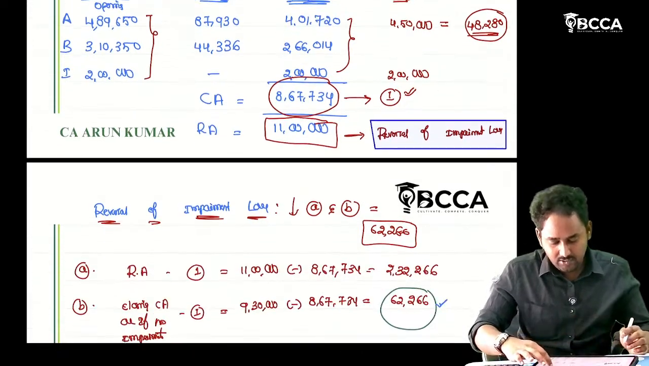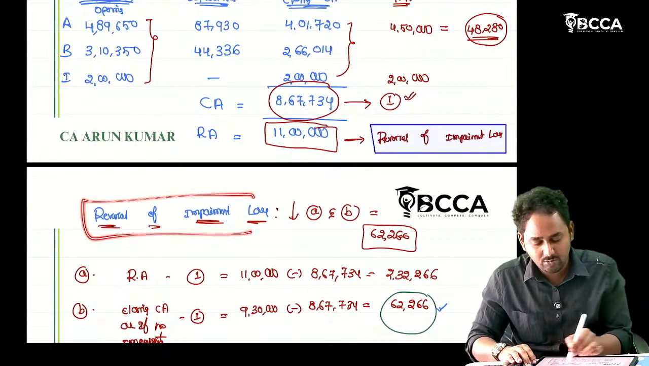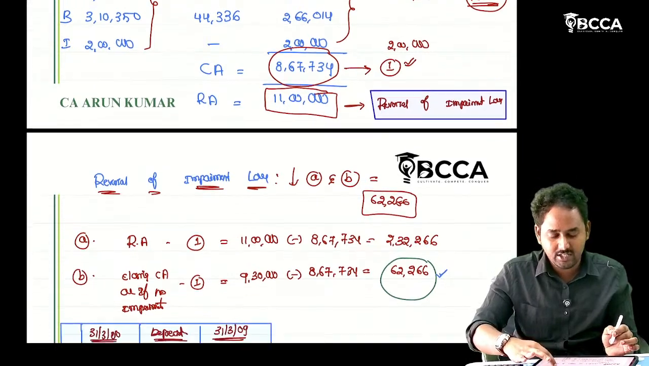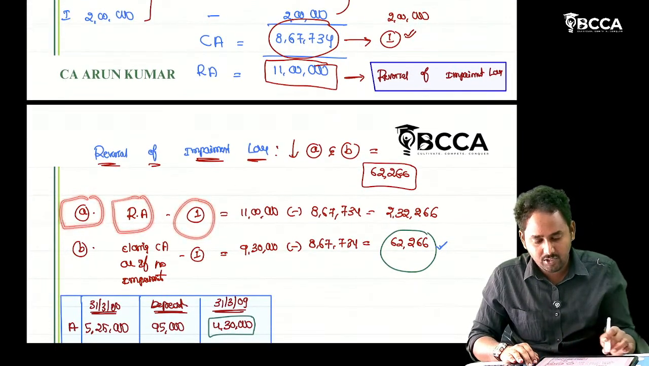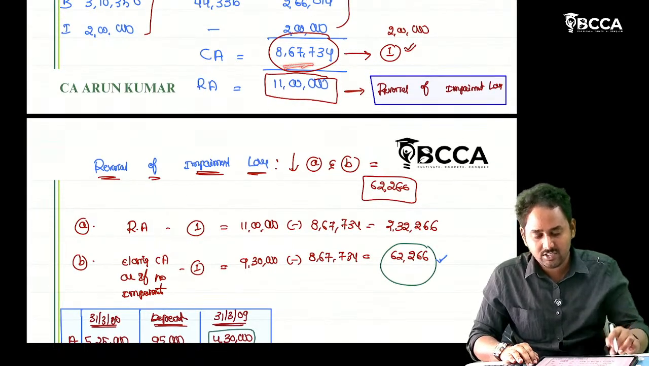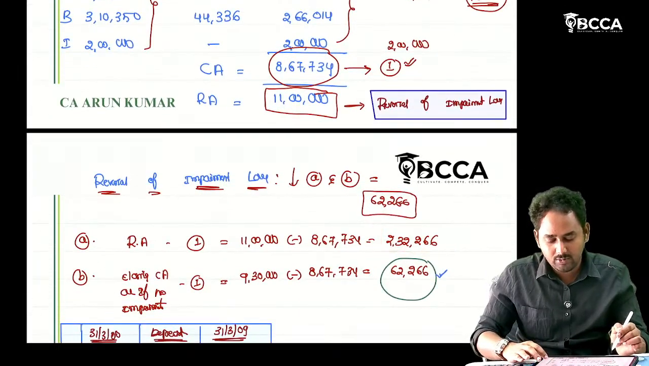Okay. Then what is the reversal of impairment loss? Reversal of impairment loss is equal to the lower of A and B. What is A? A means recoverable amount minus equation 1. What is the recoverable amount? 11 lakh rupees minus equation 1, which is the carrying amount. Then I got 232,266.